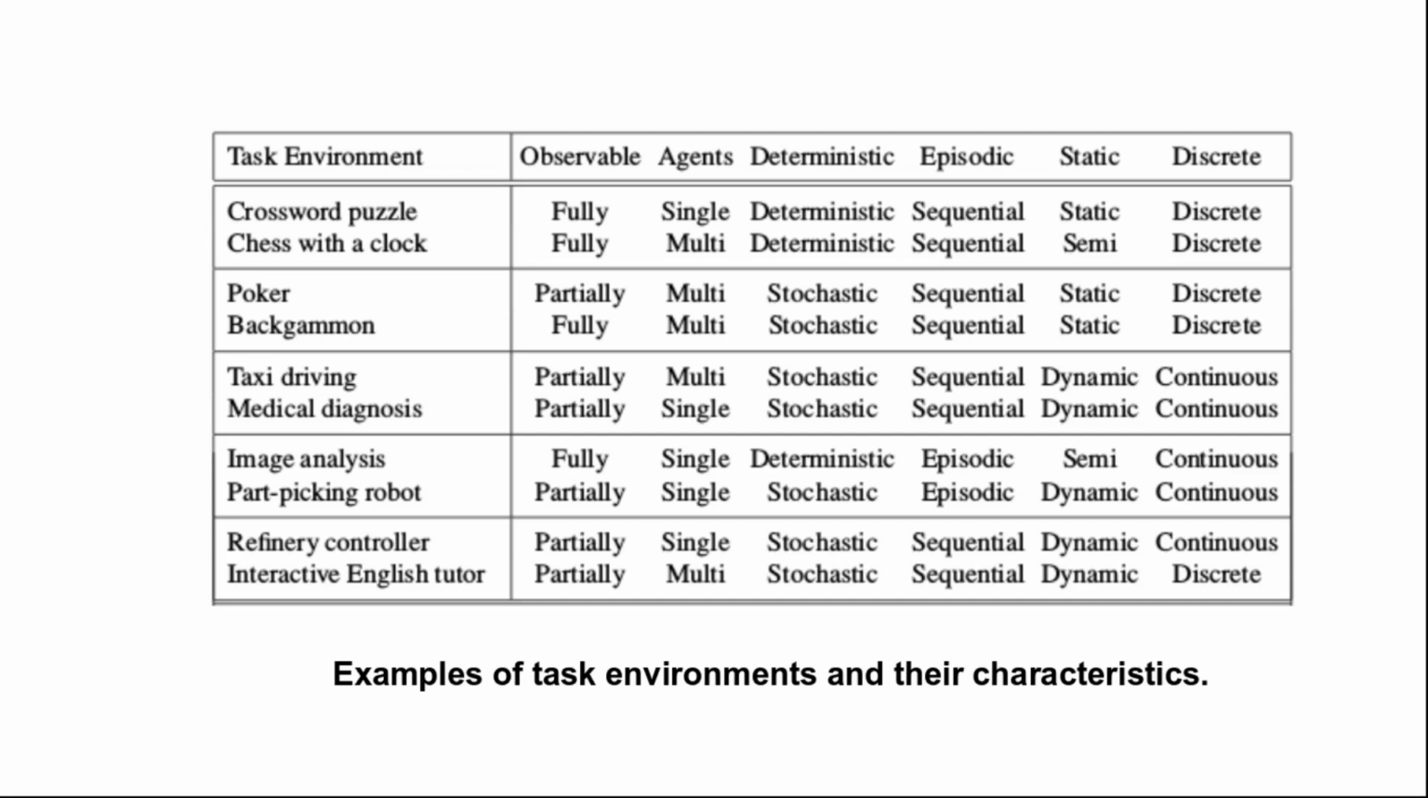This table shows the different task environments, and it also shows in which categories the task environment falls. For example, the crossword puzzle is a fully observable environment because the agent who is playing can view exactly what is the current state of the puzzle. It's a single agent environment. It's deterministic because how the state of the puzzle will change is determined by the action of the agent. So if the agent puts a word into the board, it will change the state of the board.